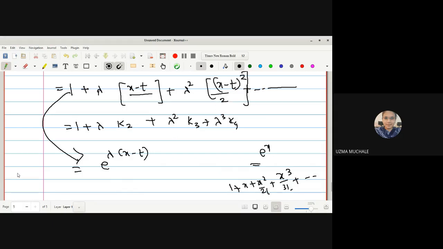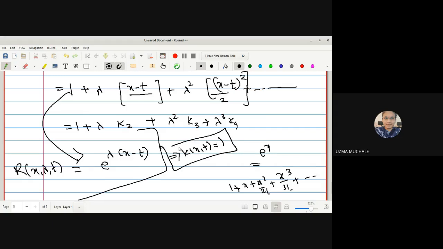Okay? So we get the formula for r of x, t, lambda as e raised to lambda x minus t, considering what was our k of x, t given for our example. K of x, t is 1. For k of x, t equal to 1, we are getting r of x, t, lambda as e raised to lambda x minus t. Okay. If you're not having doubt, we can stop the lecture.